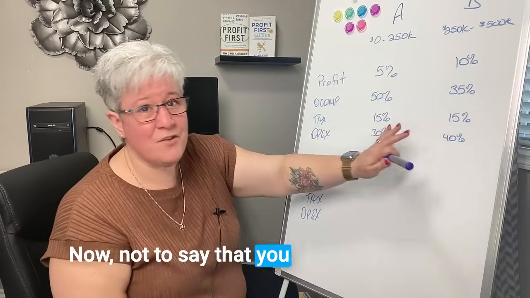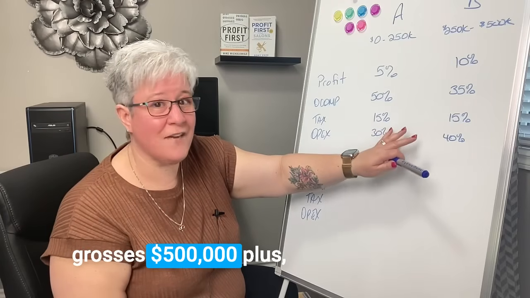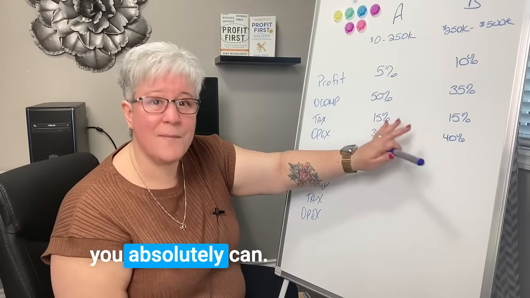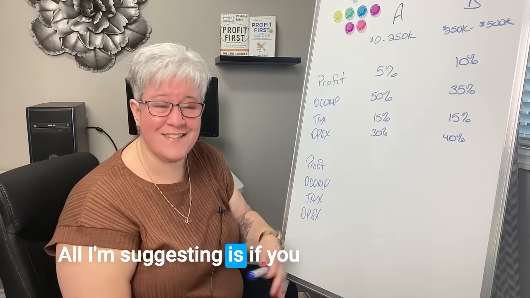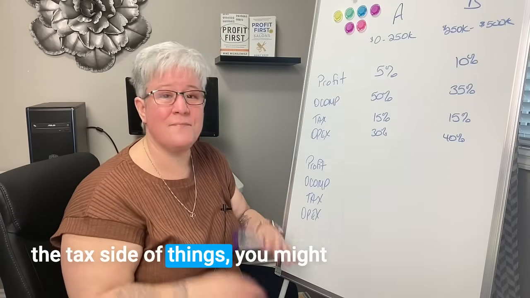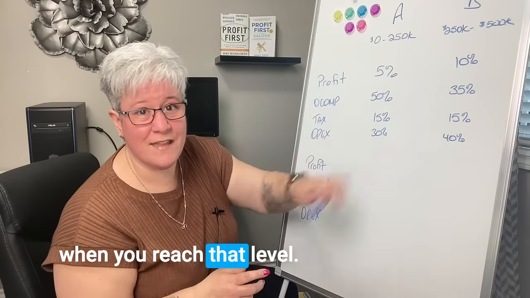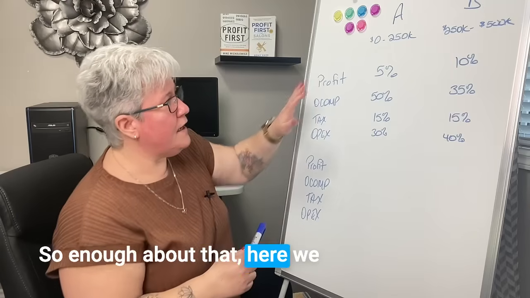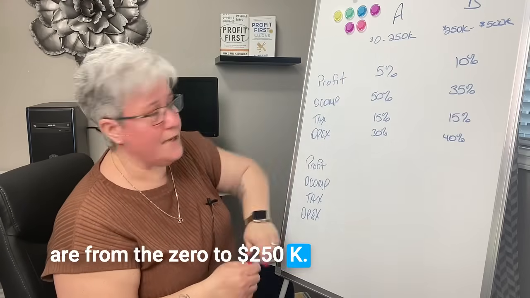Now, not to say that you can't have a business that grosses $500,000 plus. You absolutely can. All I'm suggesting is, if you want to look at different strategies available to you for the tax side of things, you might want to look at incorporating when you reach that level. So enough about that. Here we are from the 0 to 250K.